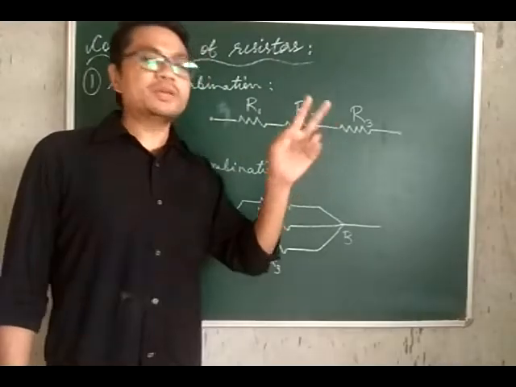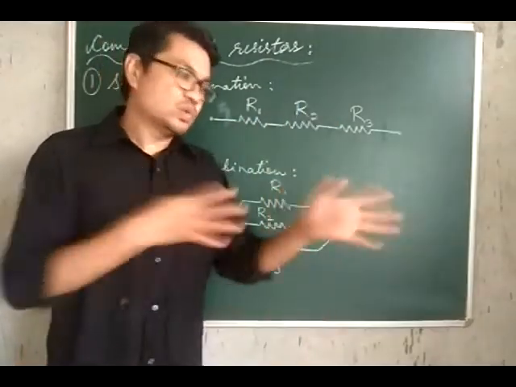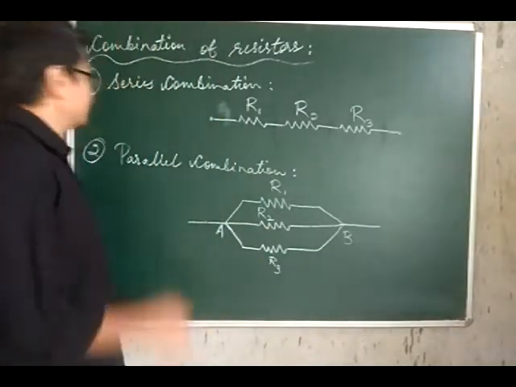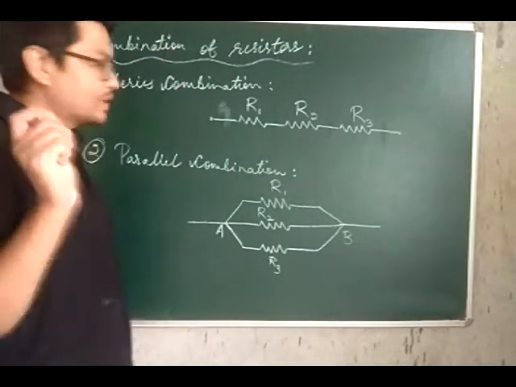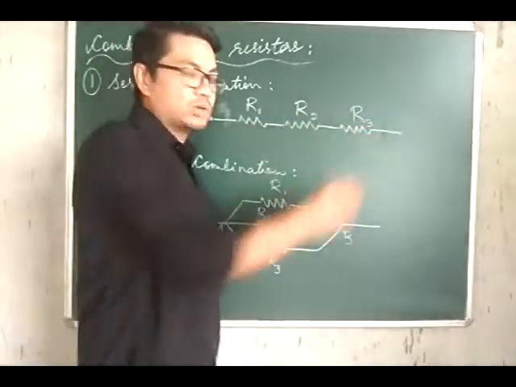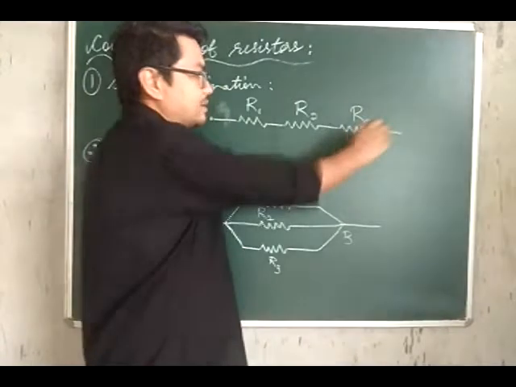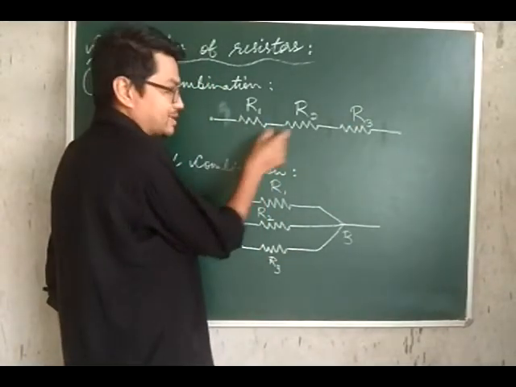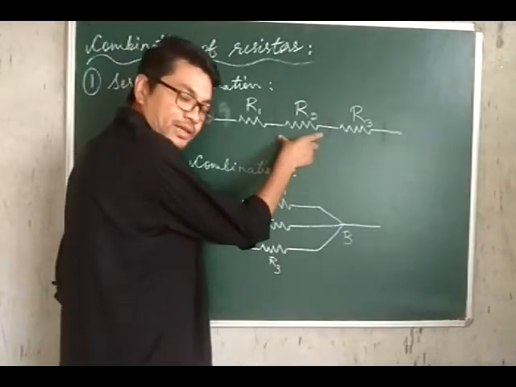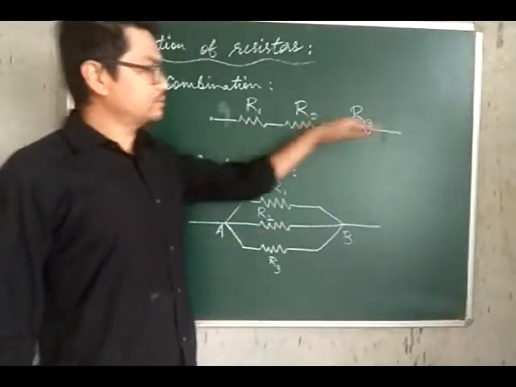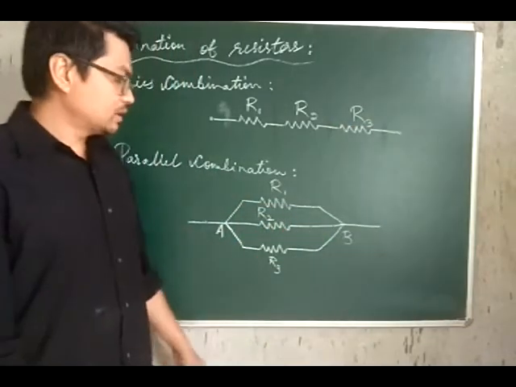resistors can be combined. Two or more resistors can be combined in two different ways. One is called series combination, wherein you have two or more resistors connected in this fashion. One end of one resistor is connected to the other end of the other resistor. So to say, they are connected end to end, okay, in a straight line.